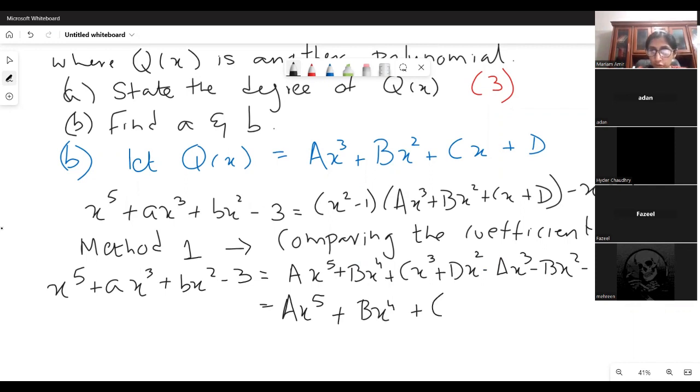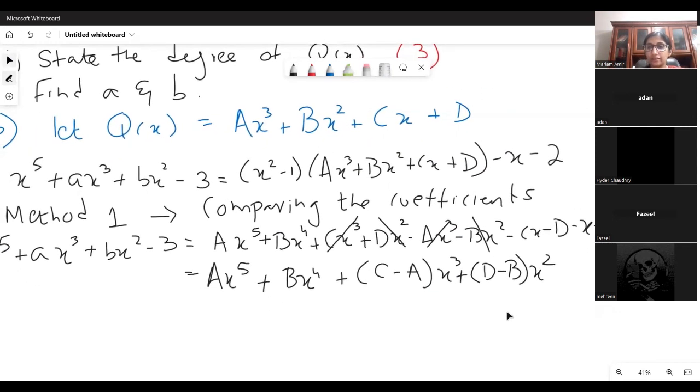There are two terms for x cube. So (c minus a) x cube. I've combined these two. And then for x square, we write (d minus b) x square. So I've combined these two. And for x, we again have two terms, minus cx minus x. So I'm going to write plus (minus c minus 1) x. And then for the constant, we have minus d minus 2.